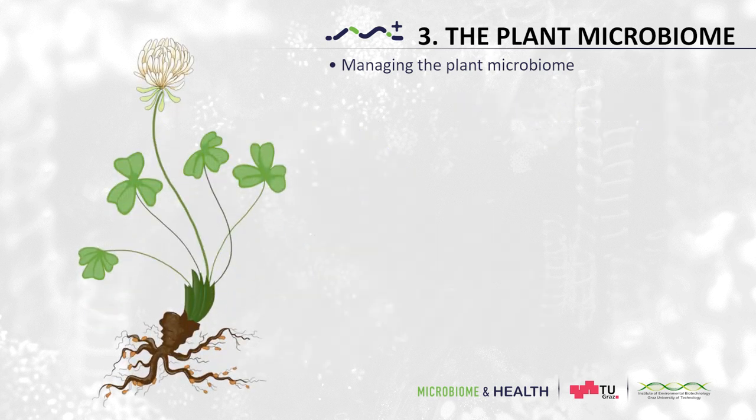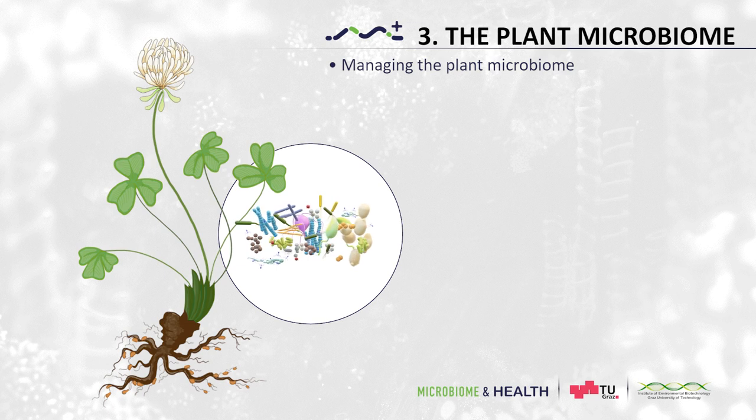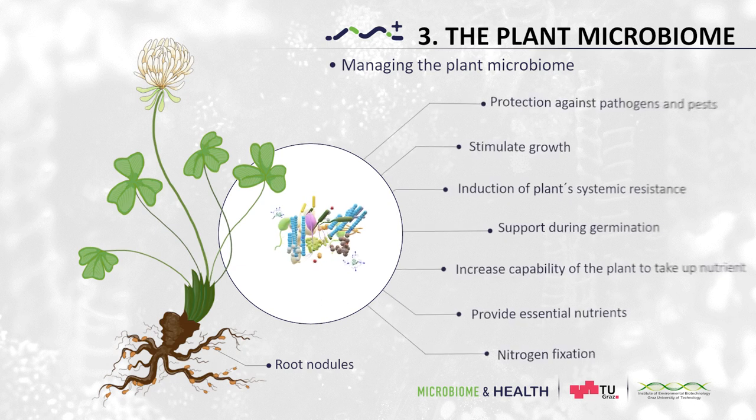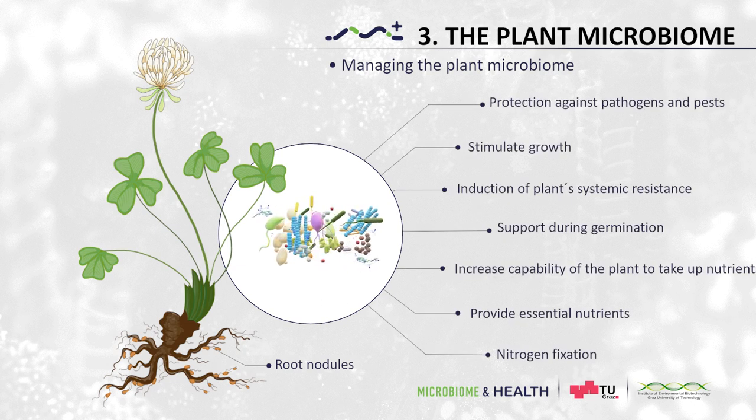The first plant beneficial effects of microbes were discovered already in 1890 for nitrogen-fixing bacteria on the roots of legume plants. After that, more and more microbes were identified to provide essential nutrients to the plant or to enhance the plant's capability to take up those nutrients. Microbes support the plant during germination and stimulate growth by stress alleviation and the production of growth-promoting hormones, detoxification and osmoprotective enzymes. In addition, microbes protect their host against pathogens by producing antimicrobial compounds or by triggering the induction of the plant's systemic resistance.